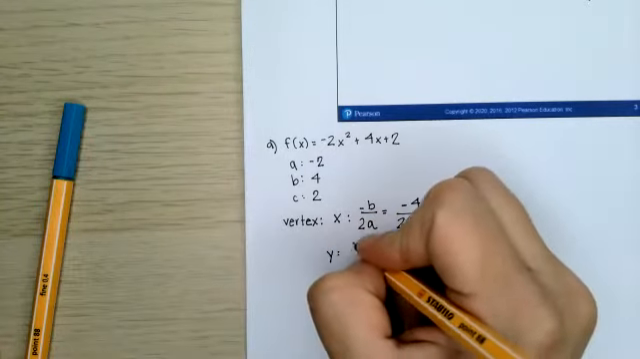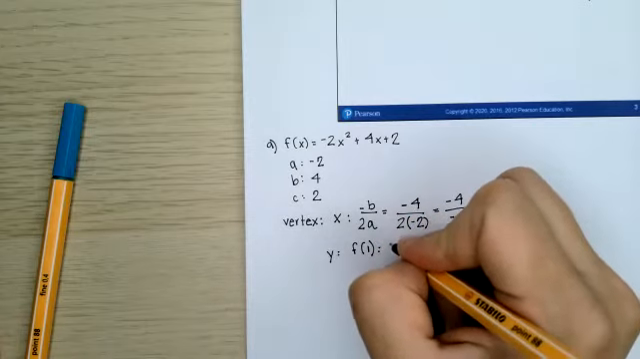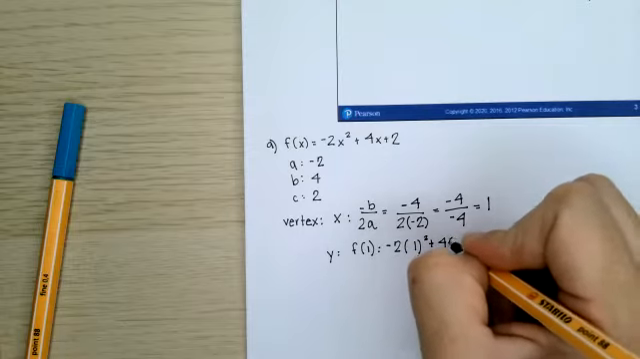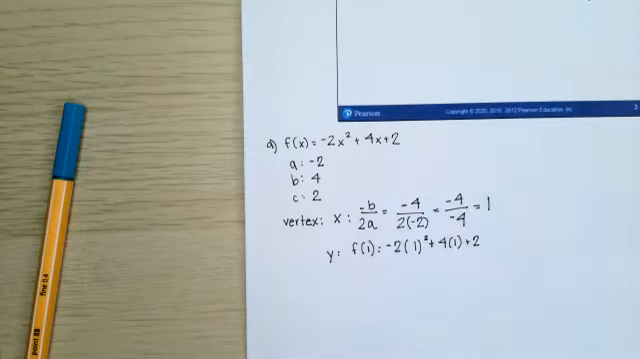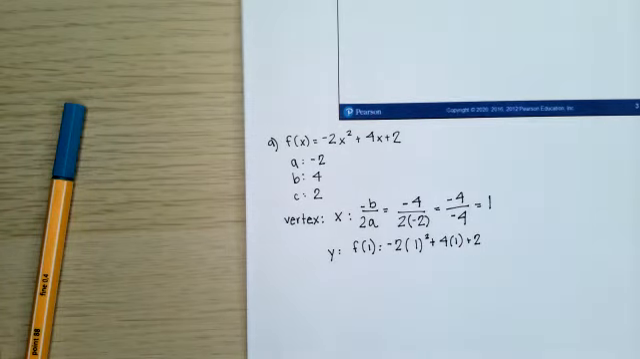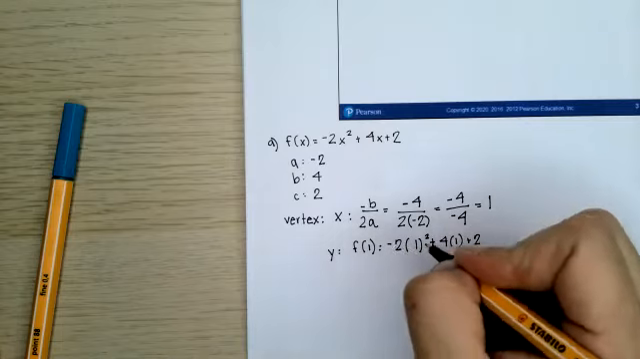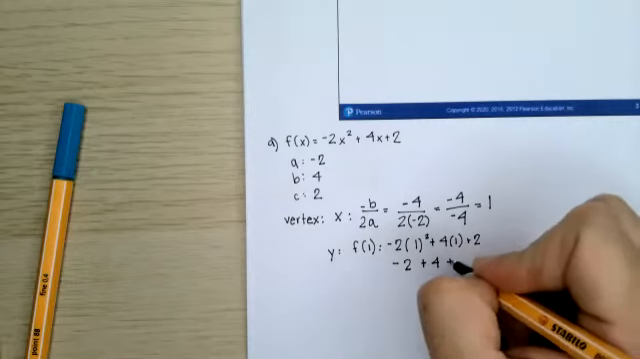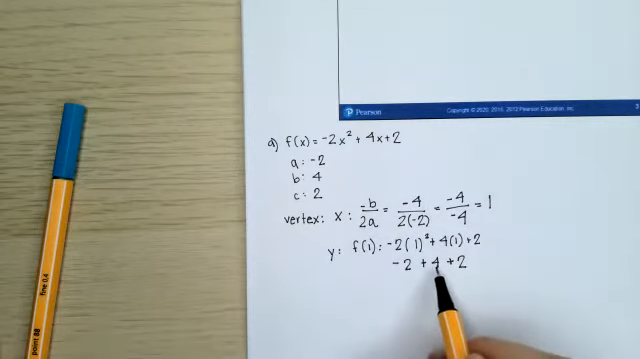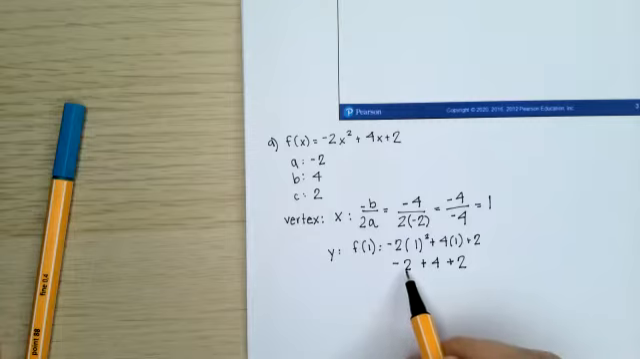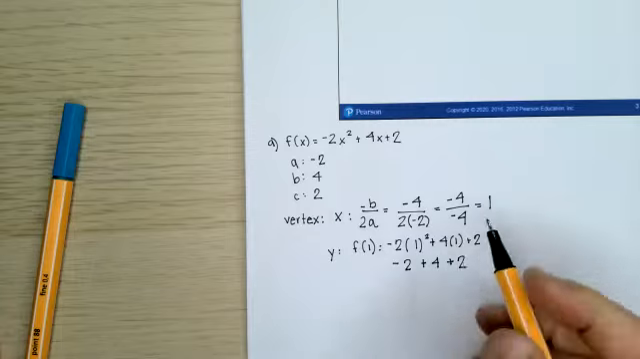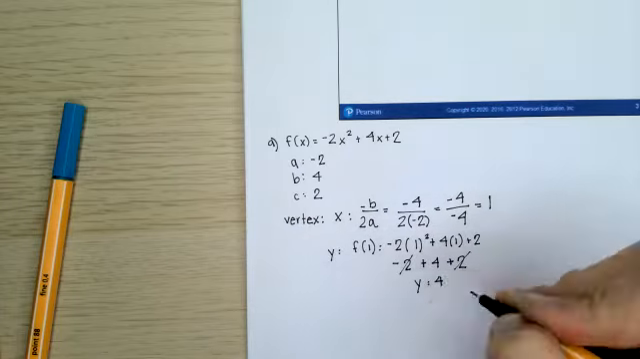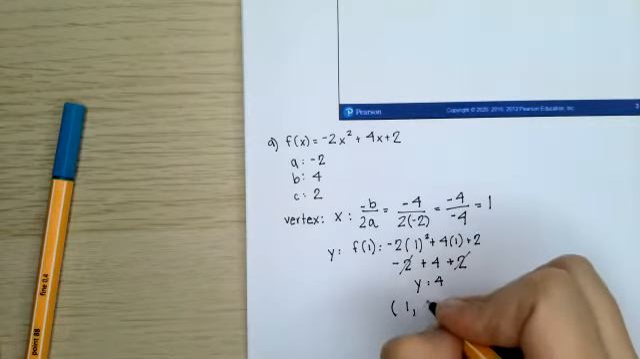For my y value, what I want to do is put in that 1 for all of my x's and find the answer. Negative 2 times 1 squared plus 4 times 1 plus 2. Negative 2 times 1 squared just remains negative 2. 4 times 1 is just 4. And then your constant. So you have 4 minus 2, which is 2. Add 2, which is 4. Or you can say the negative 2 and the positive 2 cancel, and you just say y is 4. My x is 1. My y is 4.